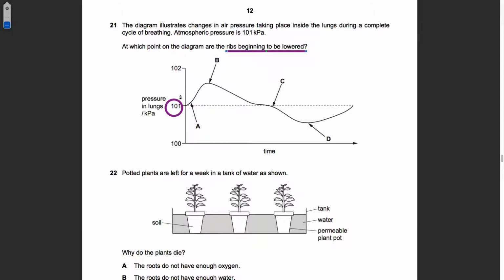So on our little graph here, the only place where the graph is actually showing an increase in pressure in the lungs is A, and it's just starting. And obviously, as those ribs move right back into their position, it's going to further increase the pressure. So A is the correct answer for 21.